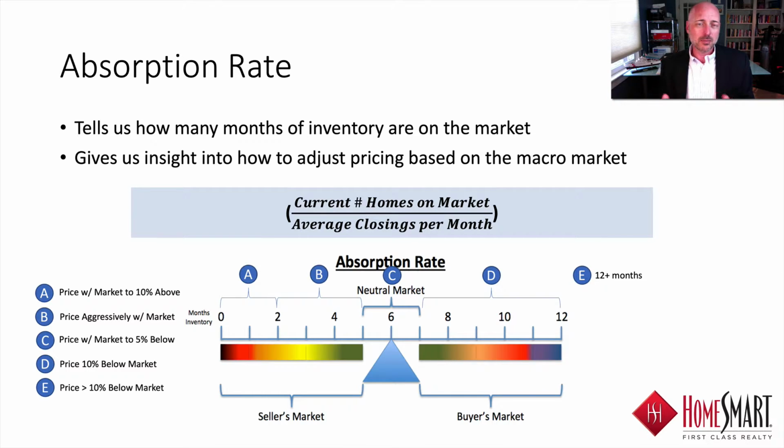Basically, absorption rate says if nothing else came on the market and everything continued to sell at its current pace, how long would it take for all the inventory in town to sell? So if you had 100 homes on the market and you're averaging 50 home sales a month, that's an absorption rate of 2.